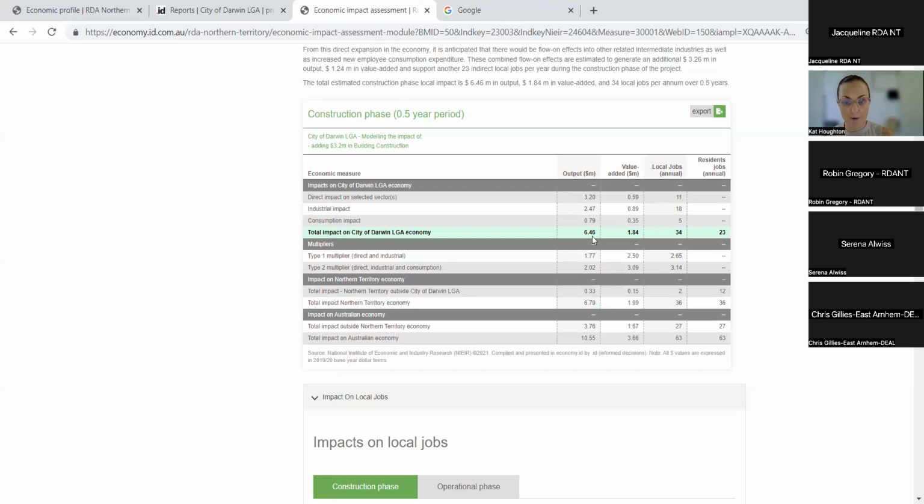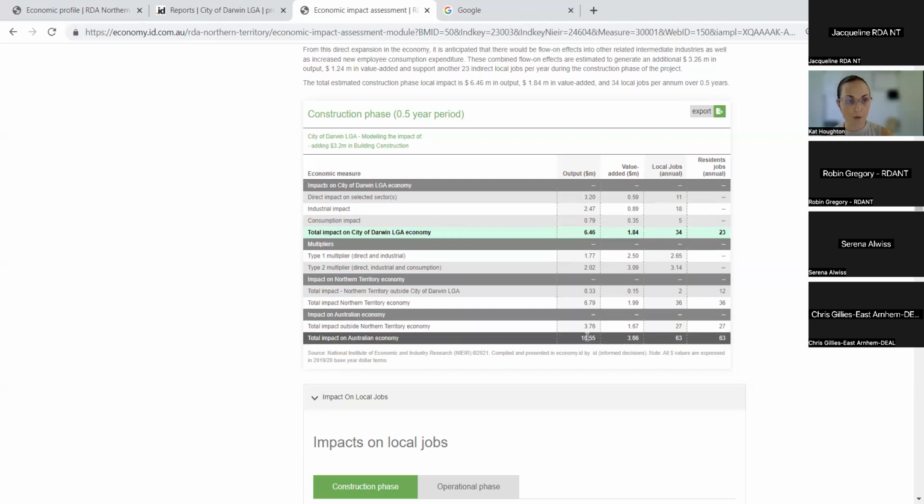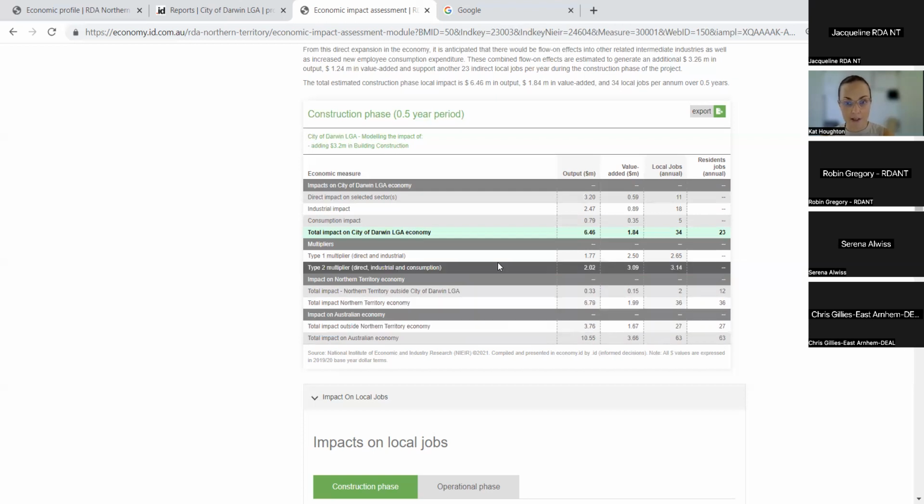So we had 6.46 on Darwin, 6.79 on the Northern Territory economy, and then the total impact on the Australian economy is 10.55 million. So that's the figure that you would use in your application when they ask you what is the total economic impact of the project on the Australian economy. Okay, so that's for the construction phase.